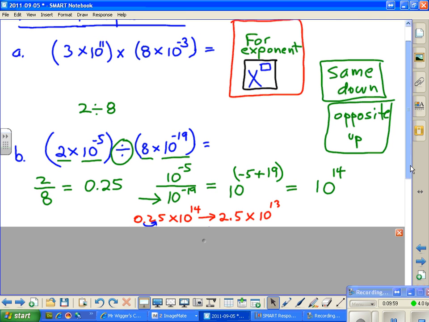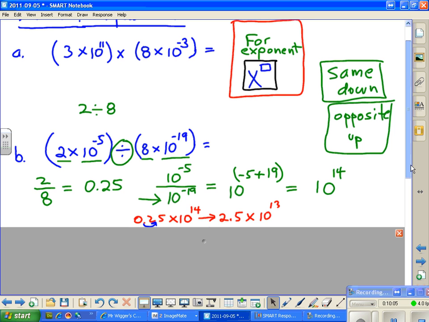Same is down. Okay, so the exponent went down from 14 over here to 13 over here. That's the down. If I had moved the decimal the other direction, I would have to increase that 14 to 15. But in this case, we have our final answer right here.